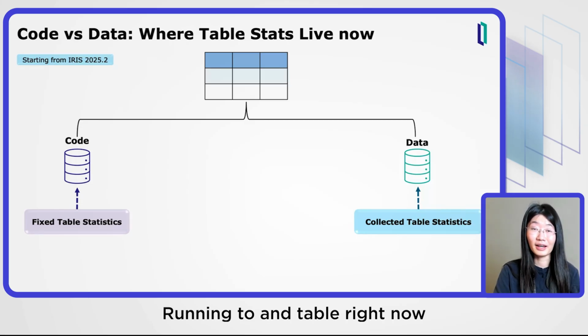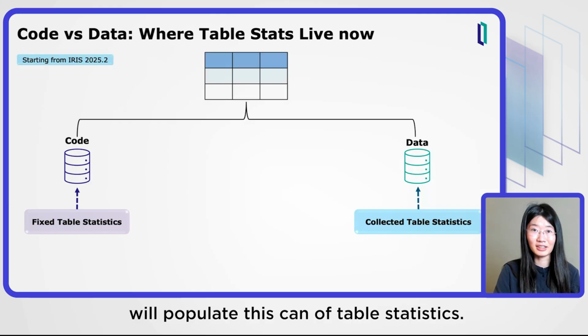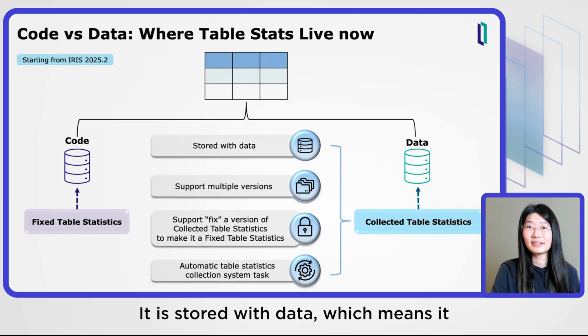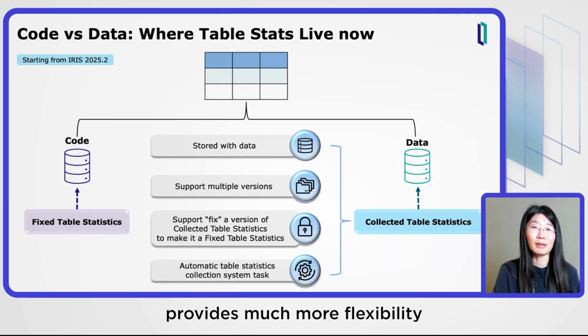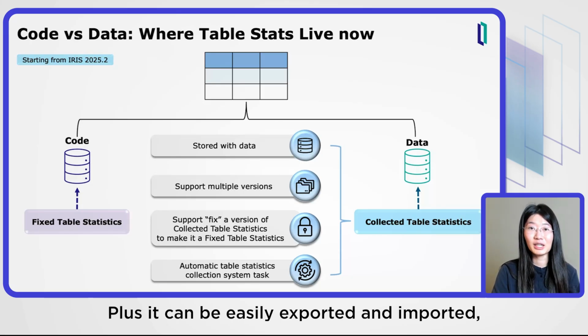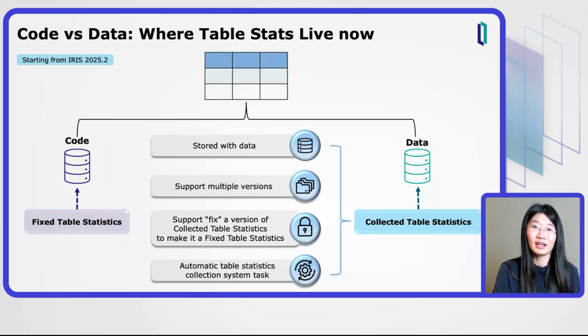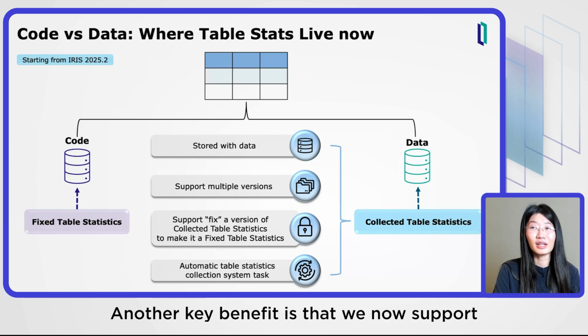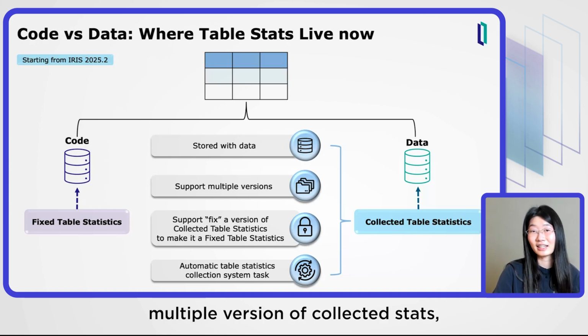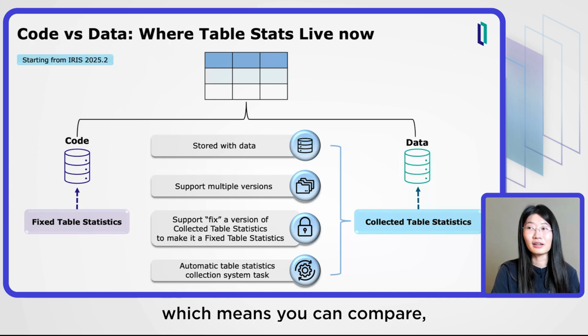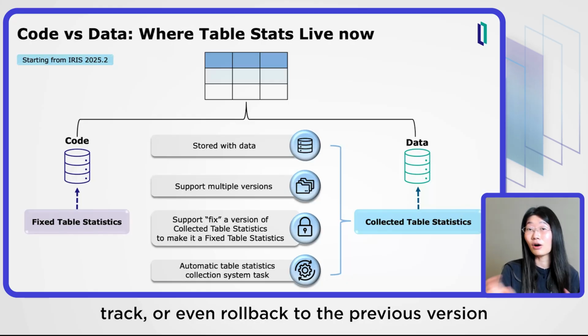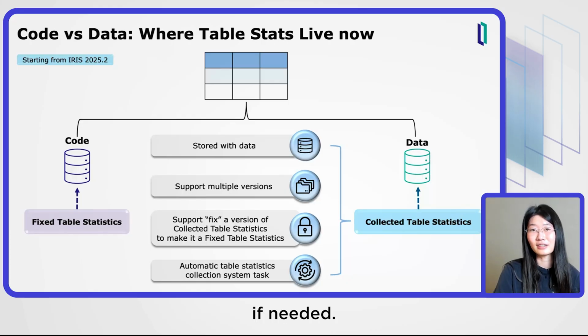And the second one is the new one we're introducing, the collected table statistics. Running Tune Table right now will populate this kind of table statistic. It is stored with data, which means it provides much more flexibility in how the table statistics are maintained and managed. Plus, it can be easily exported and imported, making it easy to move across environments. Another key benefit is that we now support multiple versions of collected stats, which means you can compare, track, or even roll back to the previous version if needed.